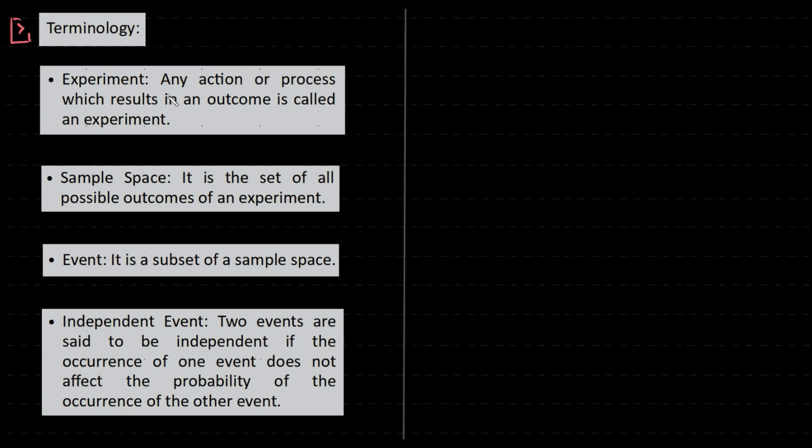Okay. So we have the experiment. We are seeing this actually in sets this year itself. An action or a process which results in an outcome is called an experiment. So we have a particular set of things that is happening that we can document. That's an experiment. Sample space, it is a set of all the possible outcomes of an experiment.